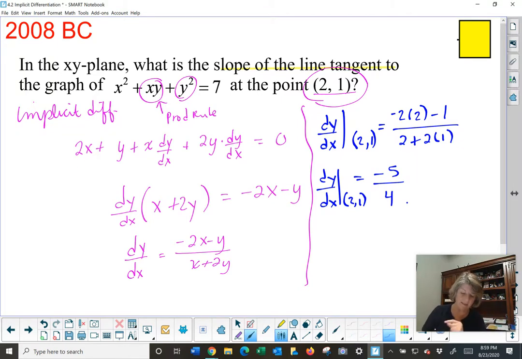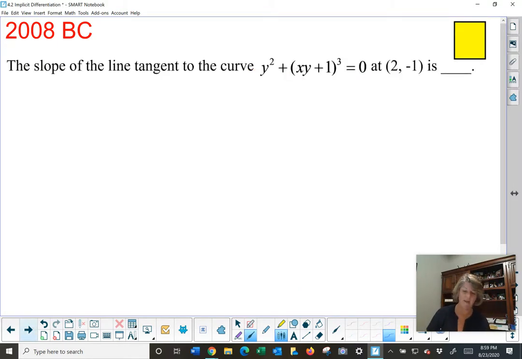Alrighty, moving on to the next question. The slope of the line tangent to the curve at 2, negative 1 is, well, give this one a try yourself. Maybe pause, do some work on your own, and then come back and follow through with me. All right, here we go.